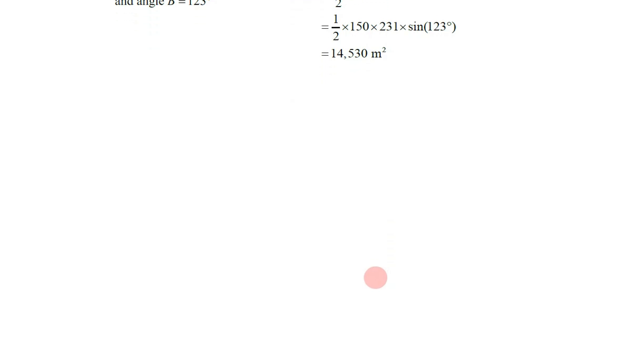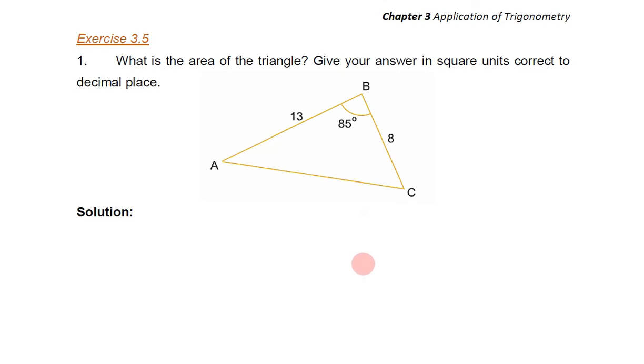Okay, let's look at the exercise. Can you try to do it? We have three exercises there. Try to do it first. Exercise 3.5. This one is easy, just direct. What is the area of the triangle? Give your answer in square.